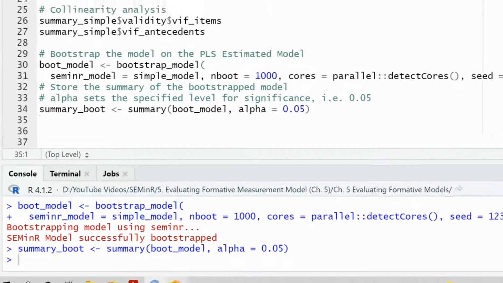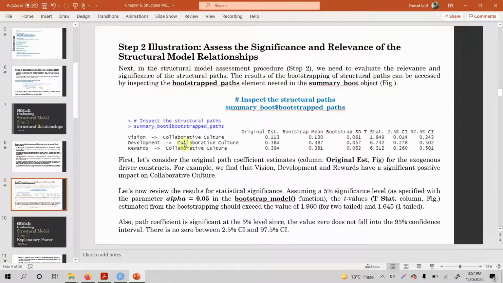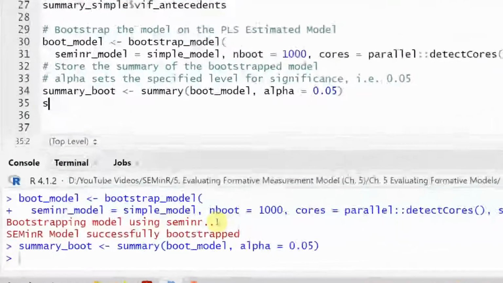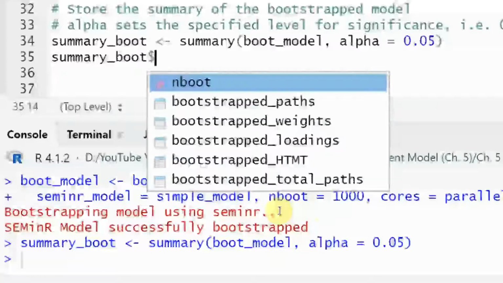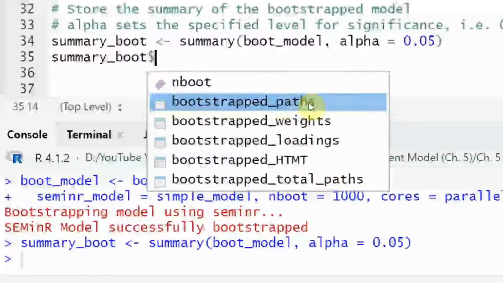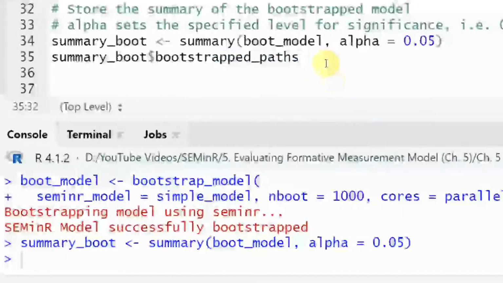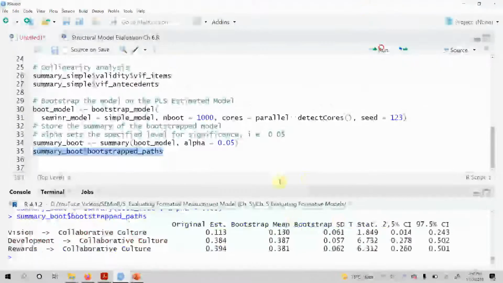So what do I want? Let's look at the output. Okay, so let's go in and look at the output. Now here is the output. So how do you get this output? Let's say summary underscore boot and then add the dollar sign. What do you want? I want bootstrap paths, let's say. So let's run it. Now here are my results.